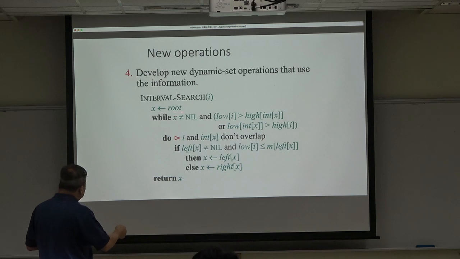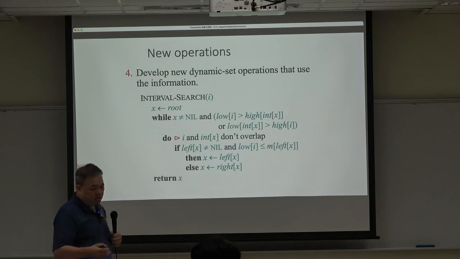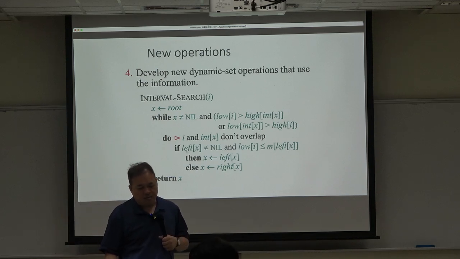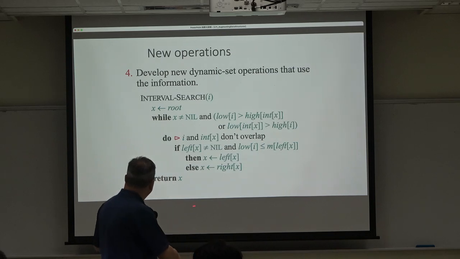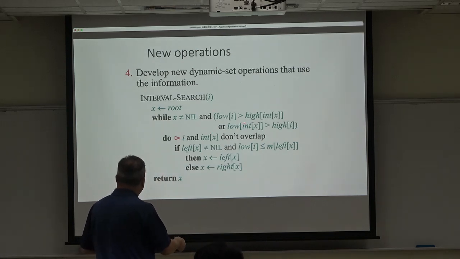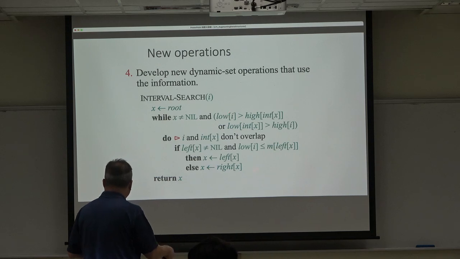So you start from the root. While x is not nil. If x is nil, then you go to the end, like a leaf node, you couldn't find it, so you return a nil, right? You return x, which is nil. If the low I is greater than high int x, or low int x is greater than high I, then you do this.